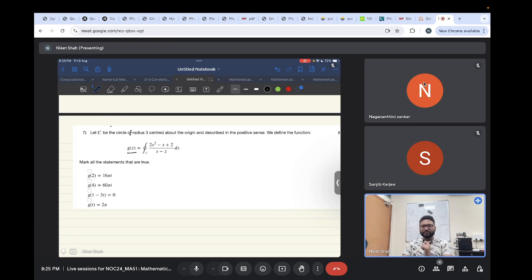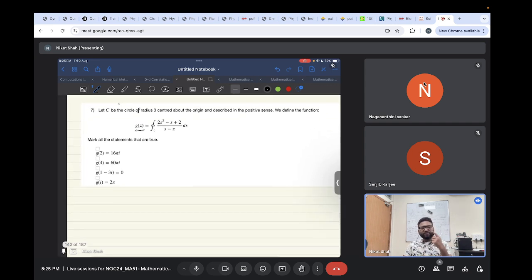Why is it written on the left hand side that G is just a function of Z only? G will eventually be a function of Z only because after performing the integral over S, only Z will remain as the variable. I hope that's clear to you all. But S is also a complex number, so the contour integral you're performing is also being performed in the complex plane. Having said that, now what you have to do is mark all the statements that are true, once you define this kind of function.